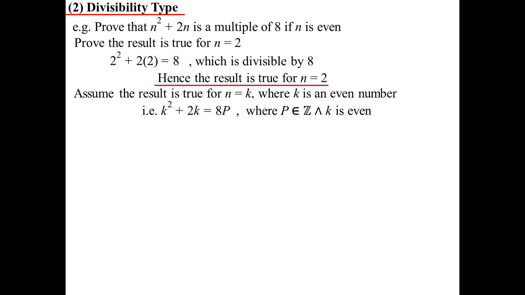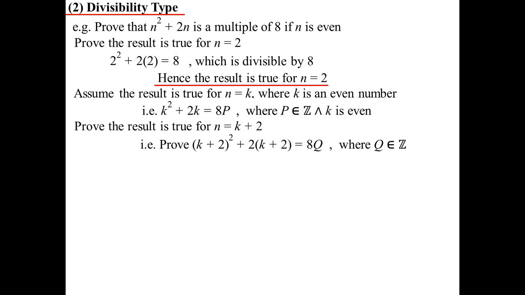I'm going to assume it's true for k, where k is an even number. So k squared plus 2k is equal to 8p, where p is an integer, and k is an even number. So that's the other part of my assumption. I'm going to assume k is an even number. Prove it true for the next case. Well, the next case will be k plus 2, because it's the next even number. So this is what I want to prove. K plus 2 squared plus 2 times k plus 2 is equal to 8 times some integer.